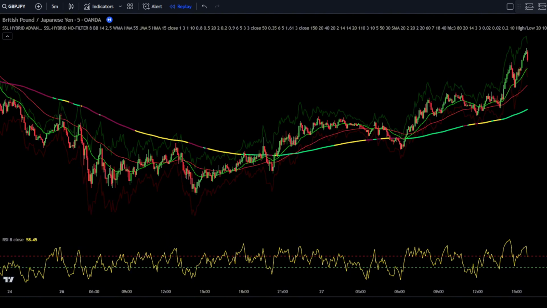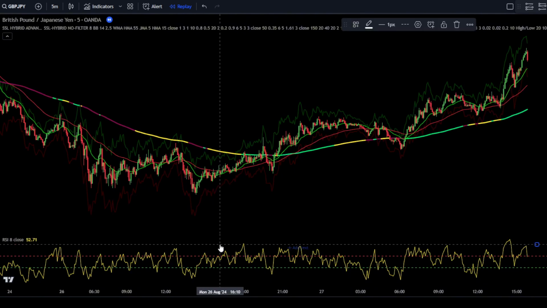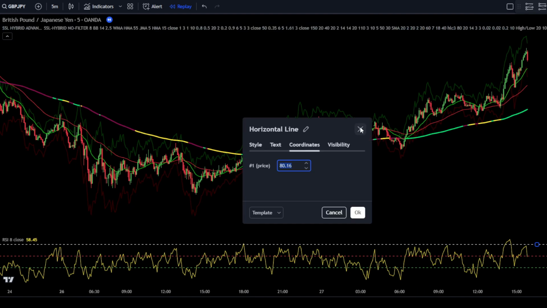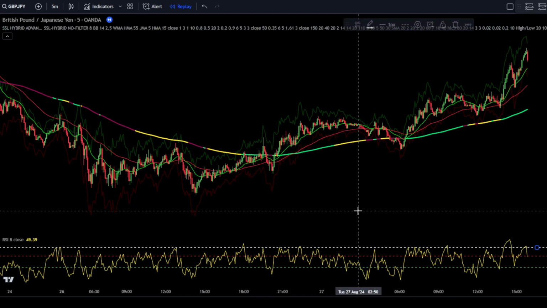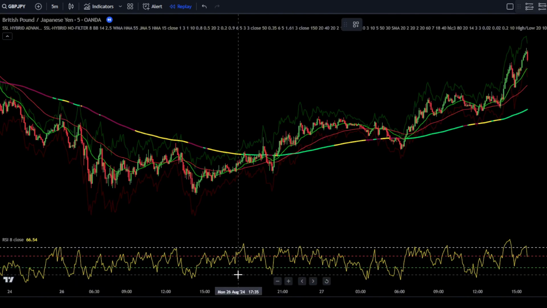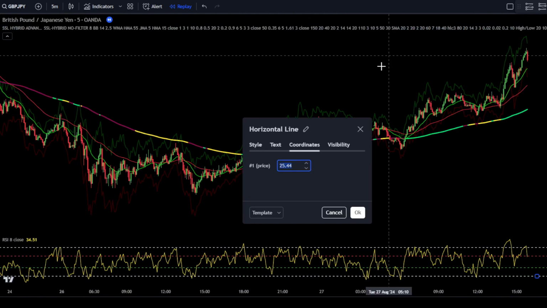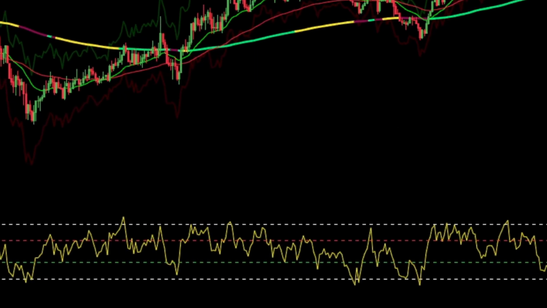Now, add horizontal lines to the RSI indicator. For the first horizontal line, set the level to 75. For the second horizontal line, set the level to 25. Now your indicator is ready to use.